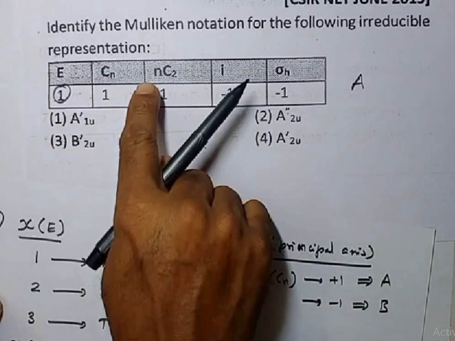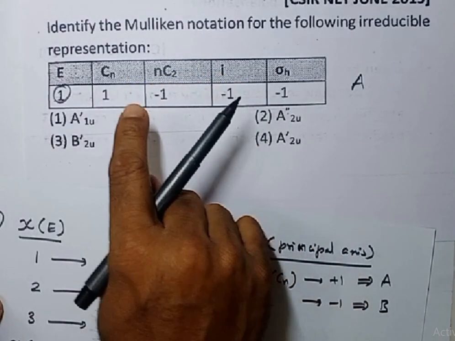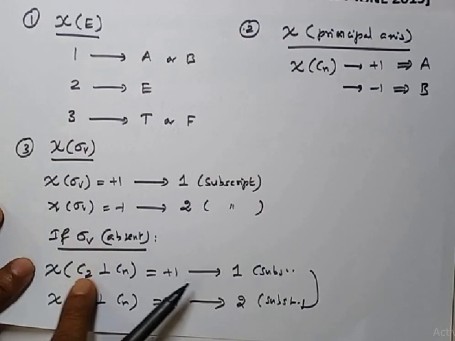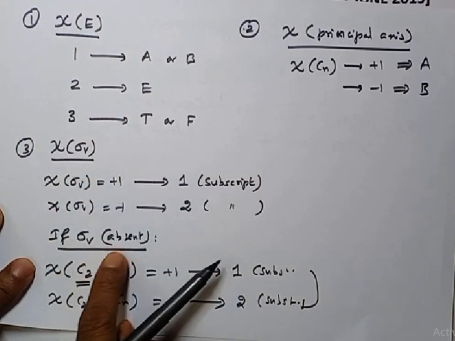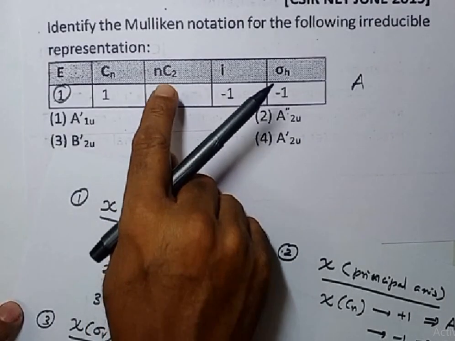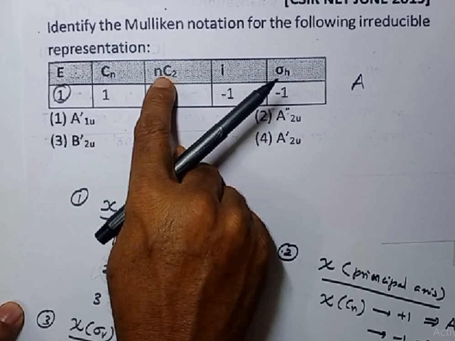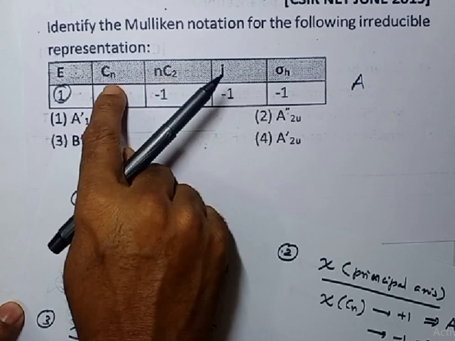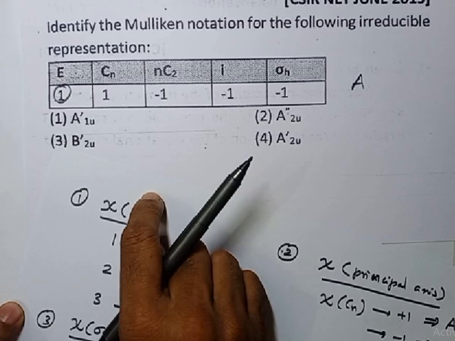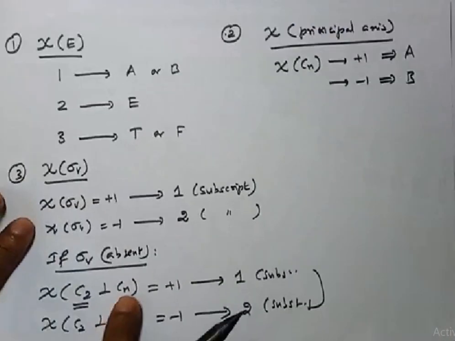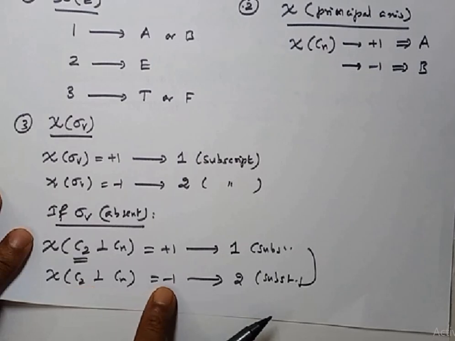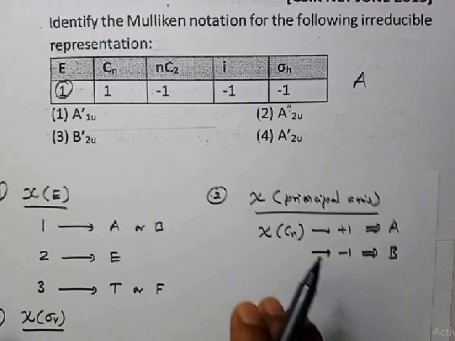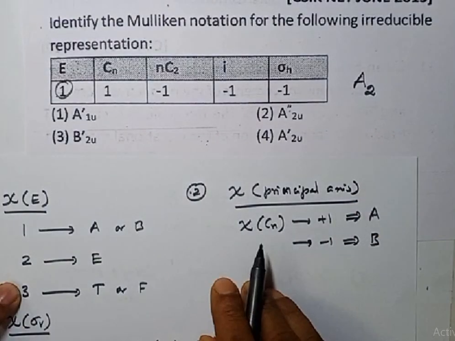Then, is there any vertical plane? No, sir, no vertical plane. If the vertical plane is absent, then C2, perpendicular. Here we have n C2. The principal axis is Cn, and there are n C2, which are all perpendicular to the principal axis. The character for the C2 operation is -1, so you should put the number 2 in the subscript.